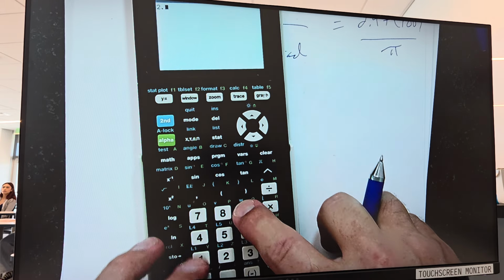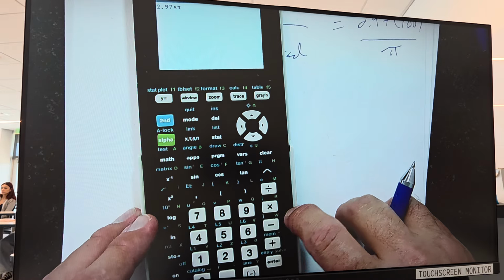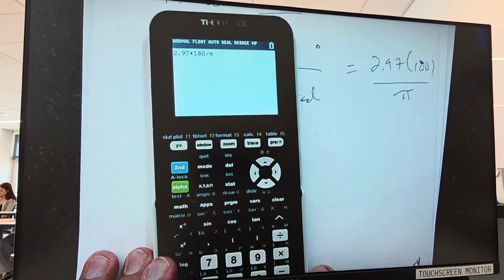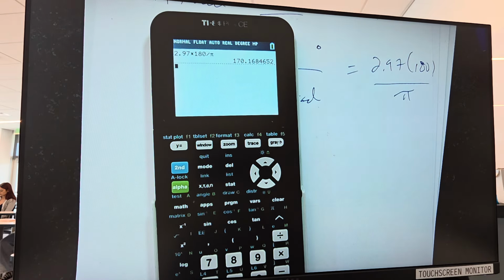So if we do 2.97 times 180, divided by pi, 170, okay. So 2.97 radians is roughly 170 degrees. Let that be nice by itself. Just like you know 12 inches is a foot, just remember pi radians is 180 degrees. You can convert between them.